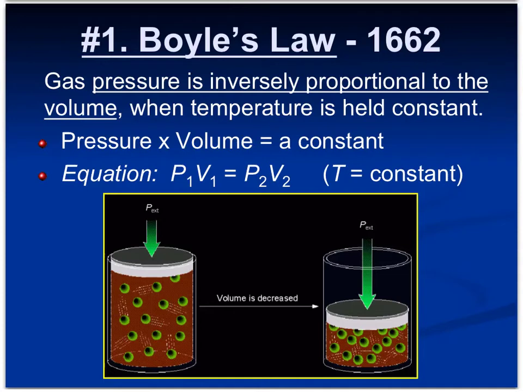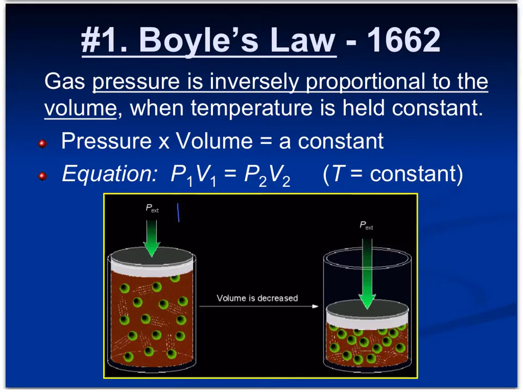What Boyle's Law says is that gas pressure is inversely proportional to the volume when the temperature is held constant. So here's the equation, P1 V1, and remember P stands for pressure, V stands for volume, equals P2 V2, and again we're holding the temperature constant. What he basically said is that if you're increasing one, the other one is going to have to go down. Let's take a look at this in mathematical ways.